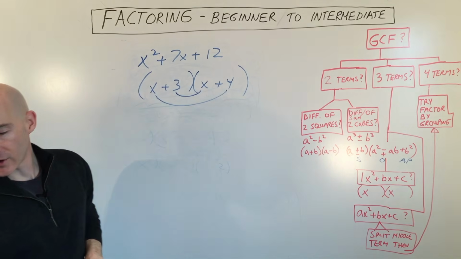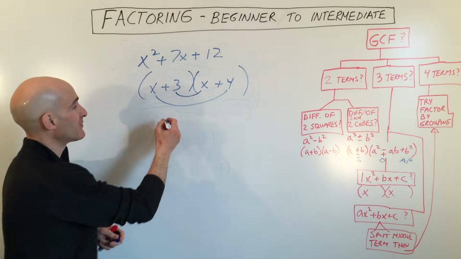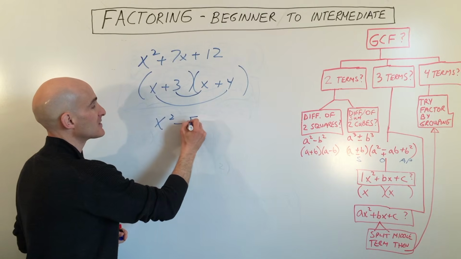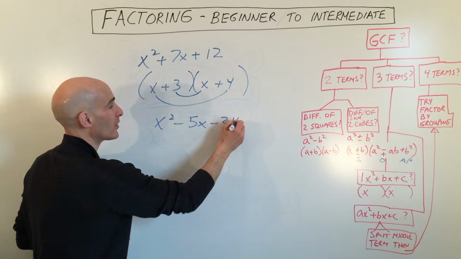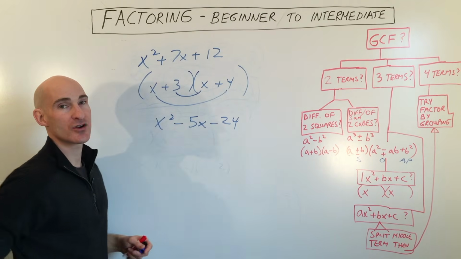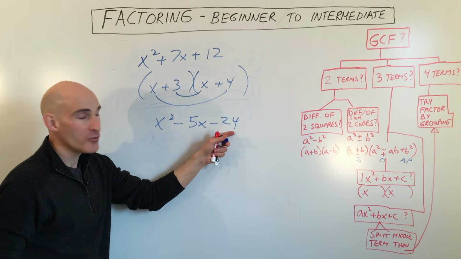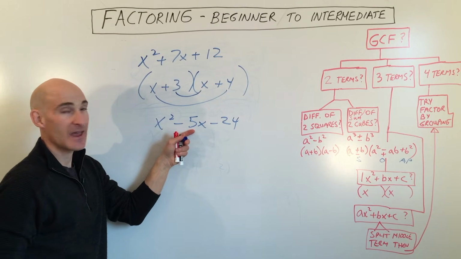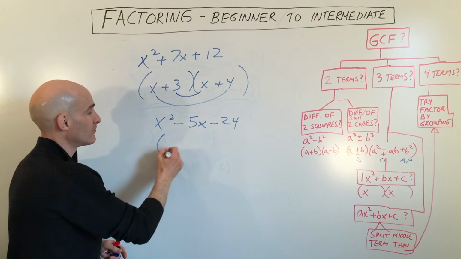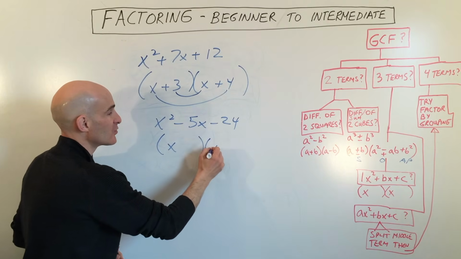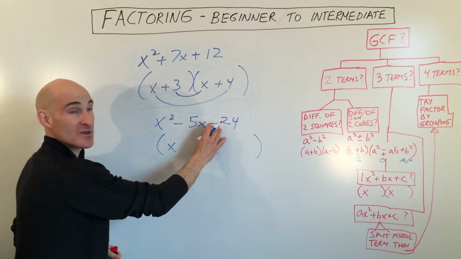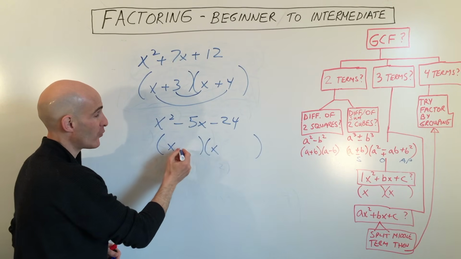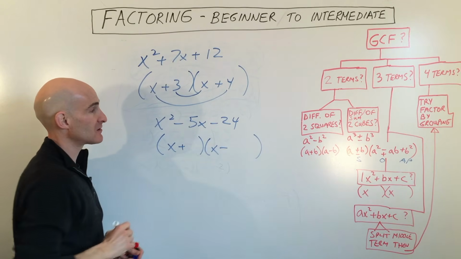Let's do another example like that so you can see. Say we have this one, x squared minus 5x minus 24. You can see it's a trinomial, 3 terms. What 2 numbers multiply to negative 24, but they add to negative 5? Well, it's a good question. We know one of them has to be positive and one has to be negative when you multiply them to get negative 24. So we'll do plus and minus.